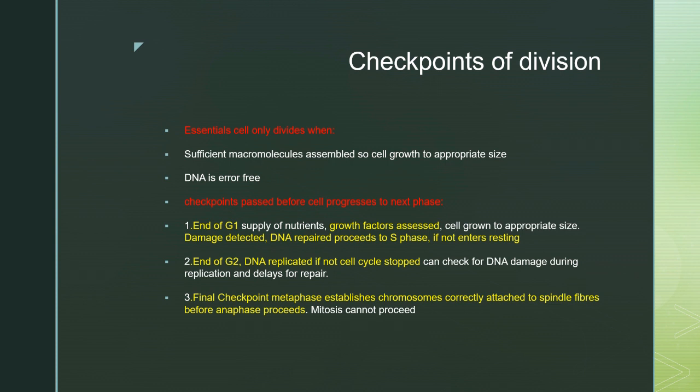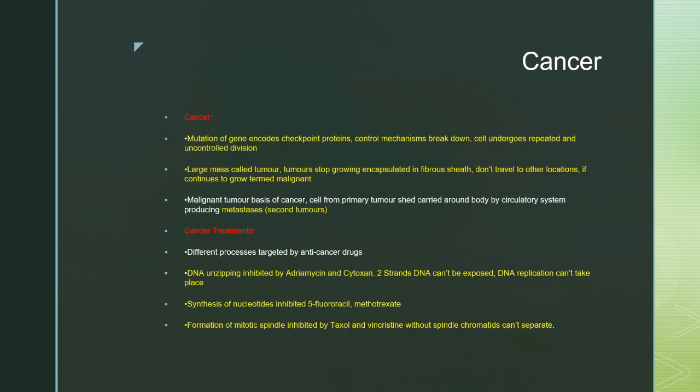Then our second checkpoint will be at the end of G2, where the DNA will be checked to see if it has replicated, and if it hasn't, the cell cycle will be stopped, which means you can check for DNA damage during replication and delay for repair. Now, the final checkpoint is at metaphase, which establishes that chromosomes are correctly attached to the spindle fibers before anaphase proceeds. We'll move on to what metaphase and anaphase are. Basically, if the chromosomes aren't correctly attached to the spindle fibers before anaphase, then mitosis will not go ahead.